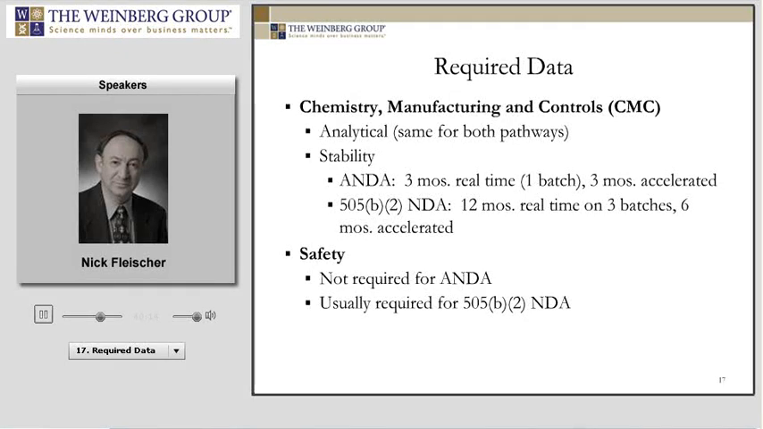Safety information is not required for the ANDA at submission. However, safety updates would be required periodically, in annual reports, and certainly if more serious adverse events were reported back to the ANDA holder, probably prior to an annual report. For a 505(b)(2) NDA submission, safety information would be part of the submission.